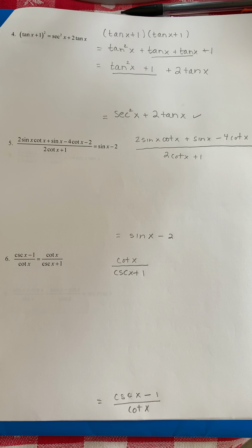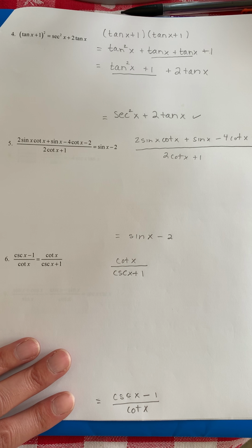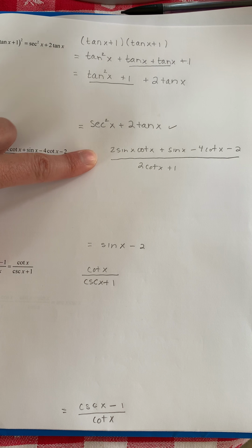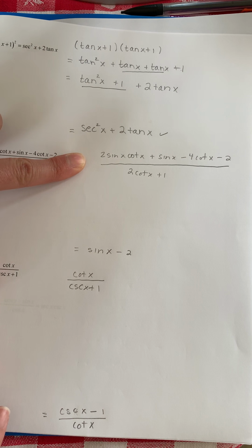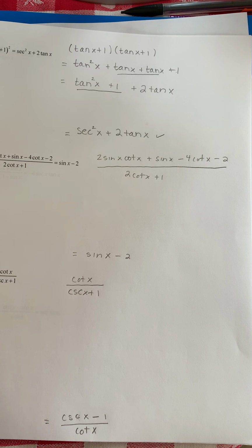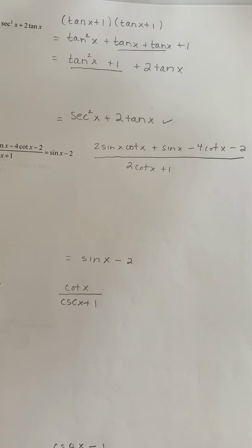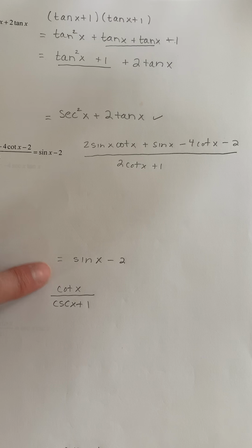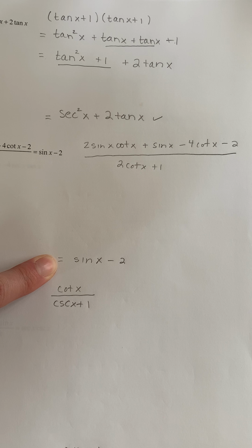We're going to be looking at examples 5 and 6 in your section 3.1 notes. So in example 5, I went ahead and wrote out the more complicated side: 2 sine x cotangent of x plus sine x minus 4 cotangent of x minus 2, all over 2 cotangent of x plus 1. And my goal is to get to this, the sine x minus 2.